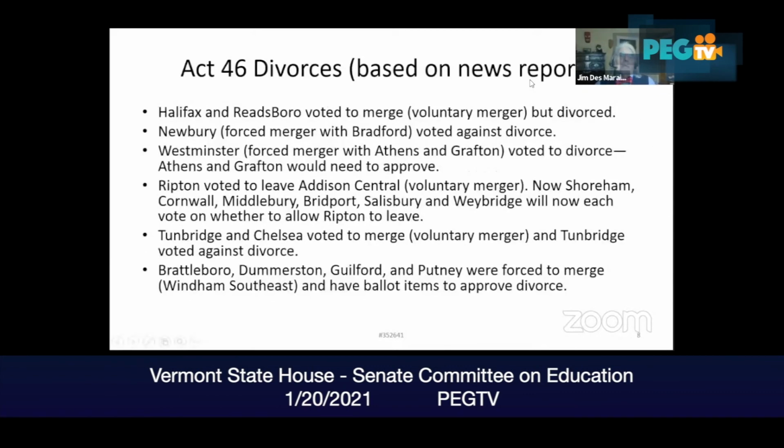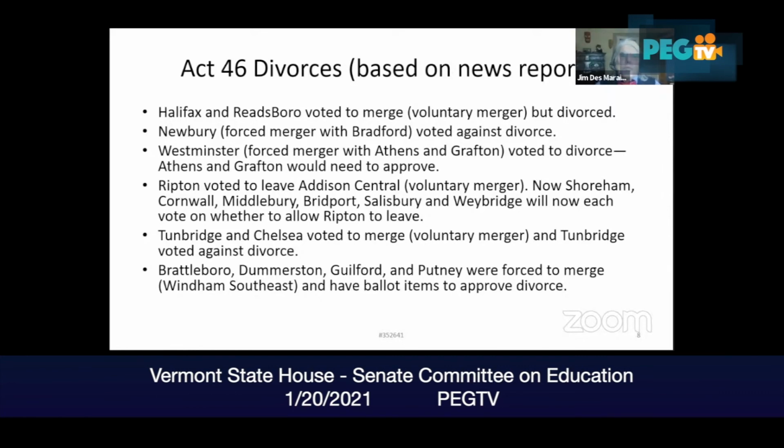So there have been a number of attempts and some successes at Act 46 divorces. I'm getting this from news stories because there's no source of this information at AOE or Secretary of State. There's no data there until later in the process. So this is based upon reporting by Vermont Digger and others. But first, Halifax and Whitingham voted to merge. So it was a voluntary merger, and they decided to unmerge. And that was approved by the State Board of Education, so that's been done.